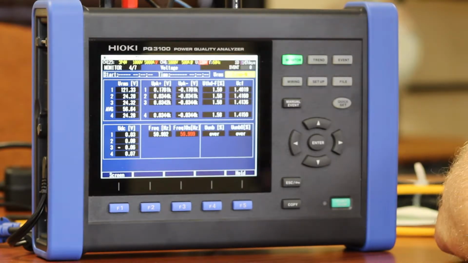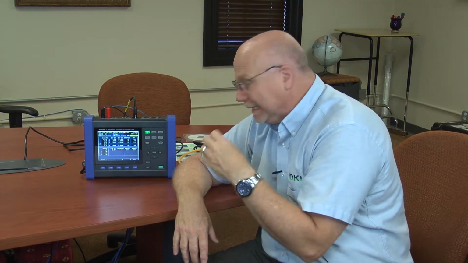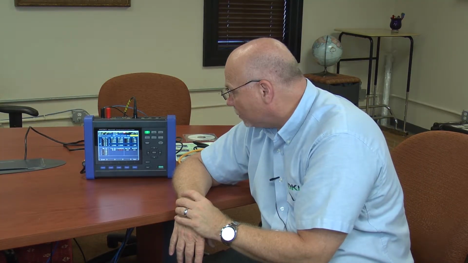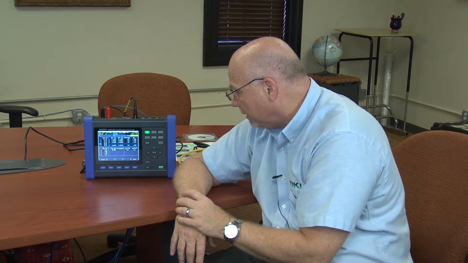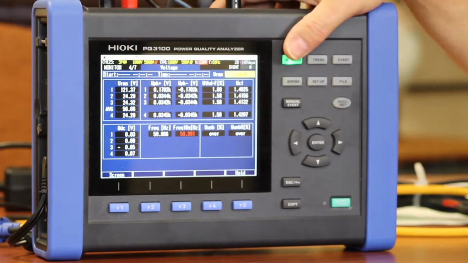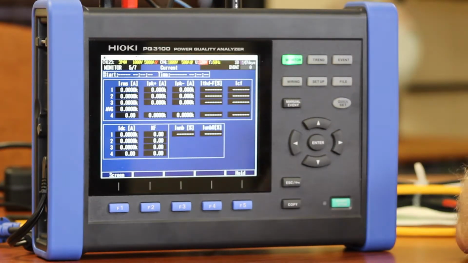I've got a couple more voltage-only related parameters, including my peak voltages, my RMS voltage, my THD or total harmonic distortions, my DC voltages, if there's any DC voltages present on there, and frequency. The fifth screen is the equivalent on the current side, giving you your peak values, your THD, your IDC, if there's any DC available.